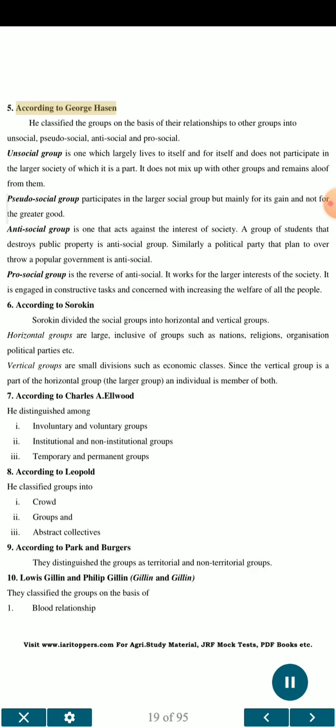5. According to George Hassan. He classified the groups on the basis of their relationships to other groups into unsocial, pseudo-social, antisocial and pro-social. Unsocial group is one which largely lives to itself and for itself and does not participate in the larger society of which it is a part. It does not mix up with other groups and remains aloof from them.